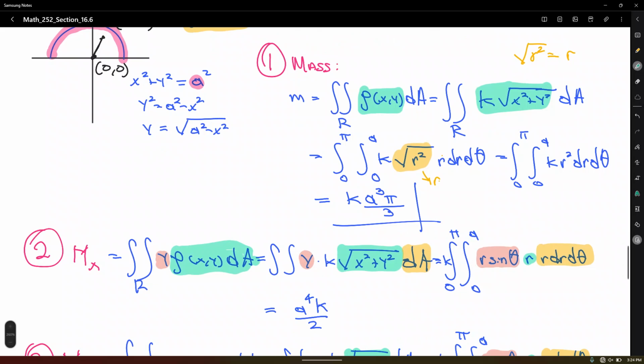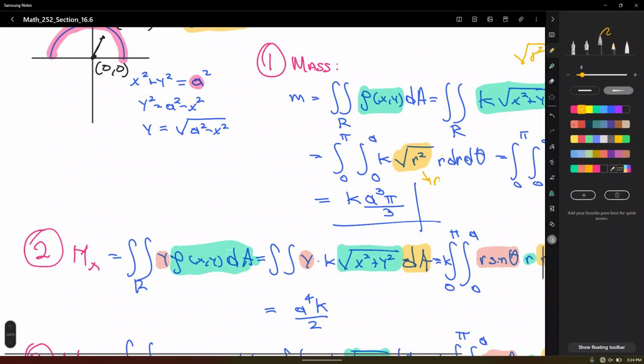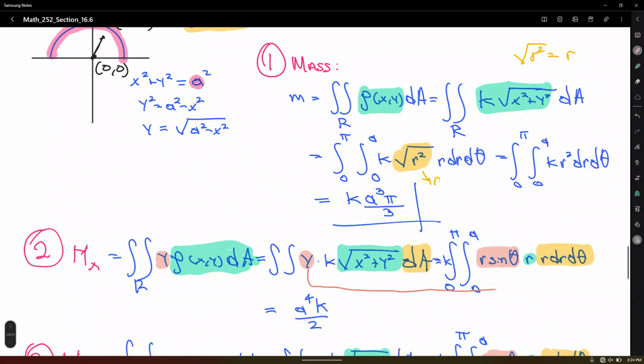However, we're going to have an additional factor here, unlike the mass integral. For this y, recall that in polar coordinates, y equals r sine theta. That's why we replace it. That'll reduce to r cubed sine theta dr d theta, and integrating this should give us a to the fourth over 2. Again, I'm skipping the integration process and just giving you the result to keep this video short.